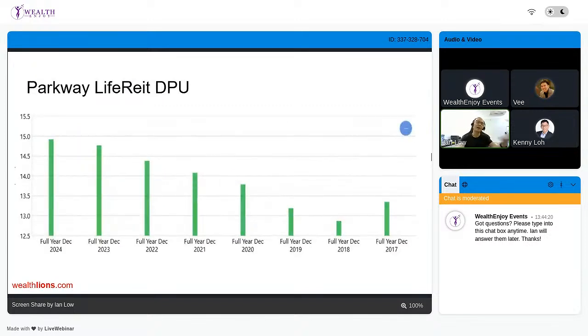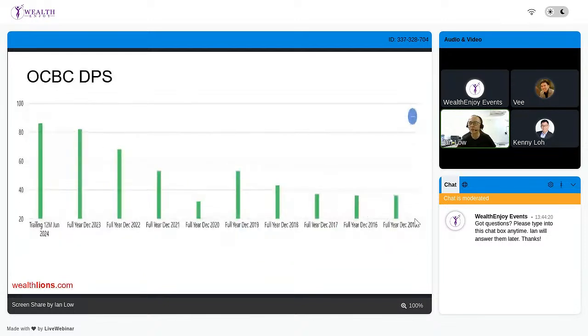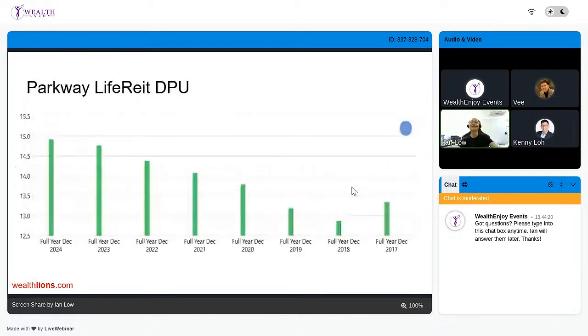So likewise, I'm applying this to REITs. These are examples. By the way, this is 2015, this is 2024. It is going this direction, right to left. So Parkway, this is also a REIT that, from right to left, has risen through the years.